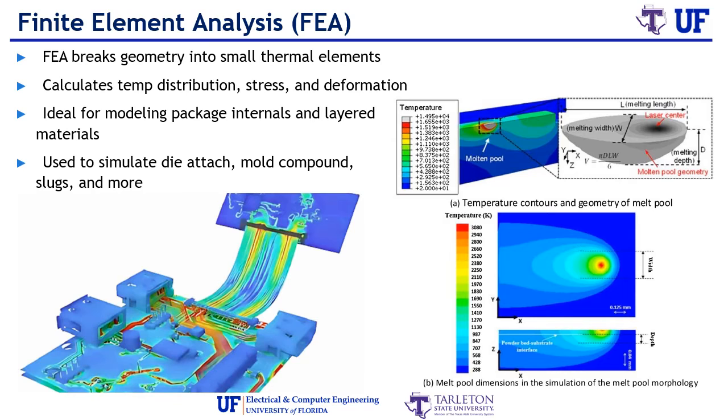FEA, or finite element analysis, is one of the most widely used thermal modeling tools. It breaks down the package into discrete thermal zones and solves temperature at each node. This helps us see where heat builds up, how it flows through materials, and where structural deformation might occur. In this image, the die attach and mold compound are all represented in layers, each with unique thermal properties. On the right, you'll see the resulting heat map and areas of thermal expansion stress.